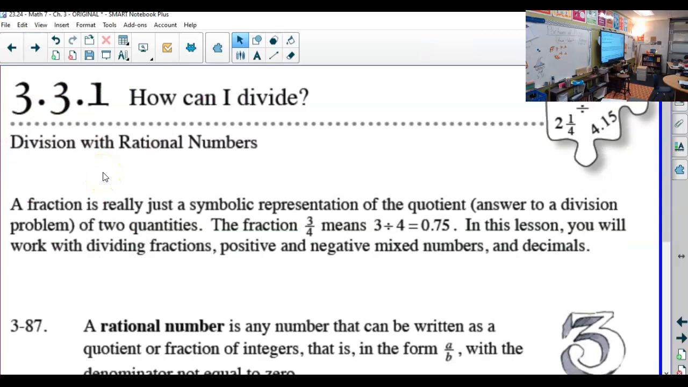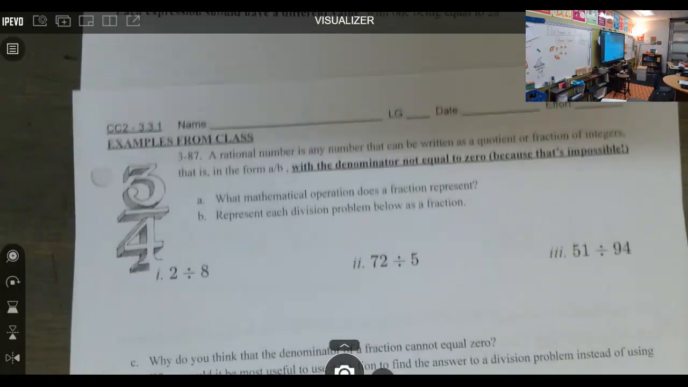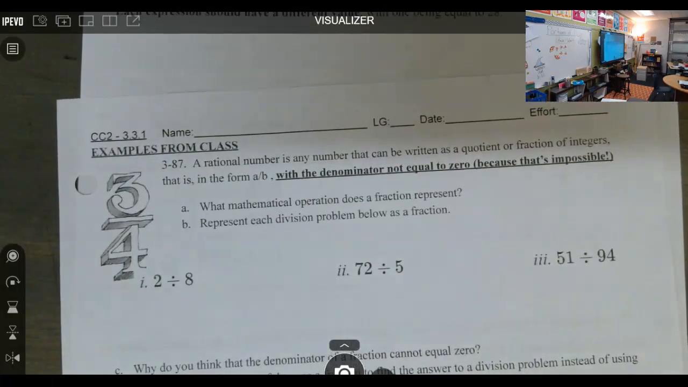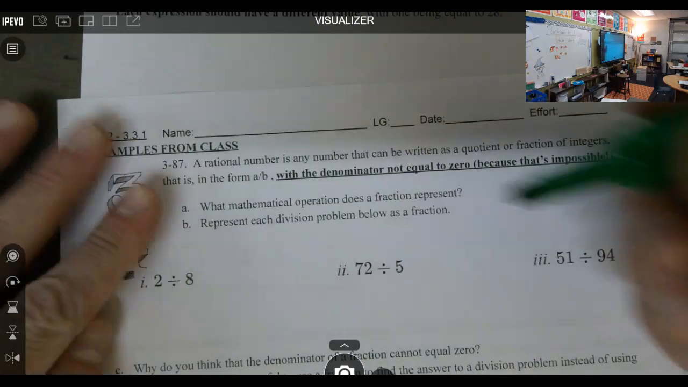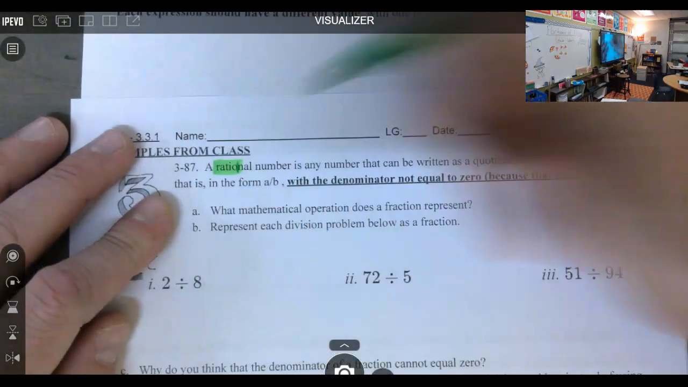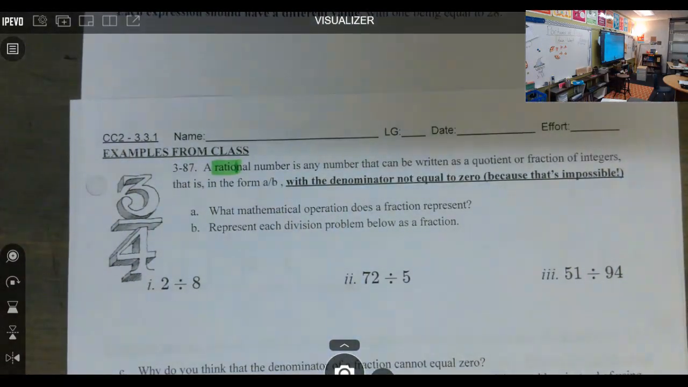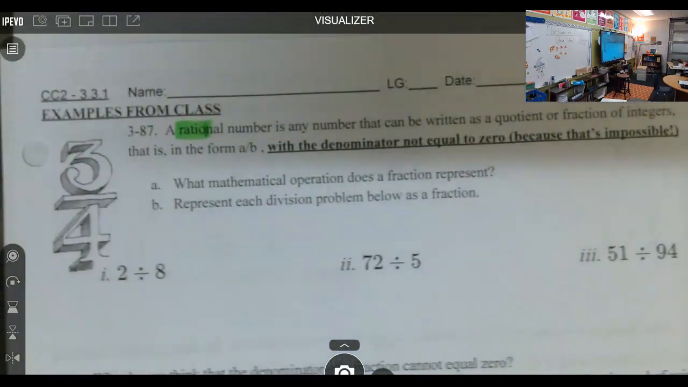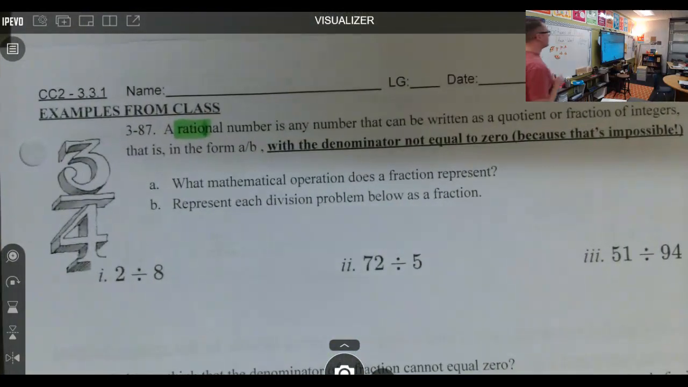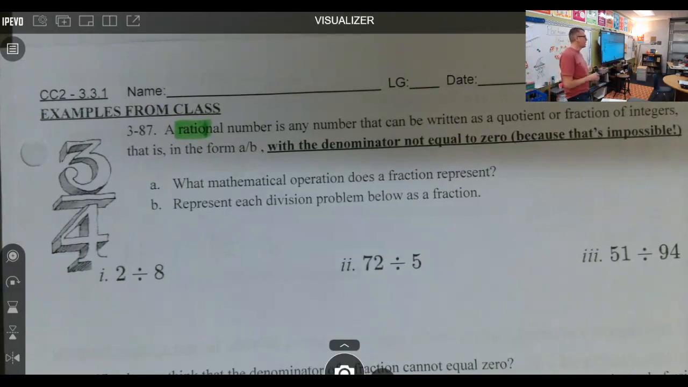All right, a rational number. Everybody look at 331 and grab a highlighter. I don't care what color. Now hold up before you get carried away. What I want you to highlight, and I even went slightly too far, at the very beginning of 87, the word rational number. The root of that word is what?